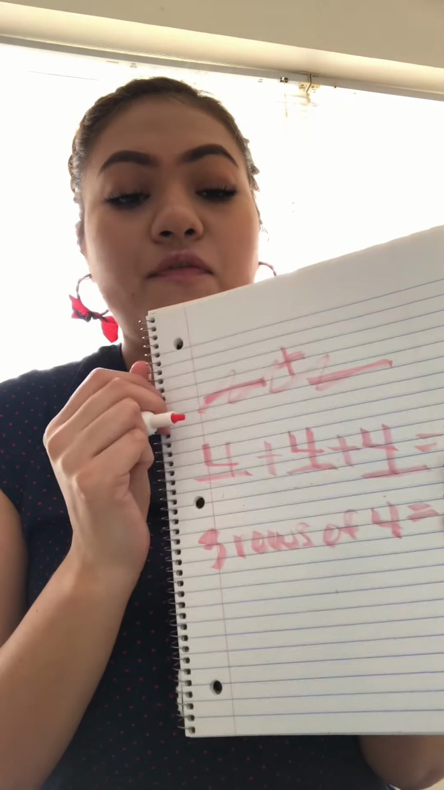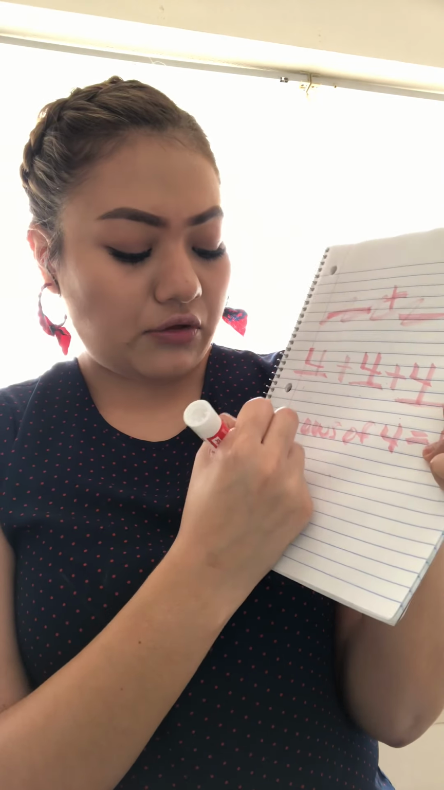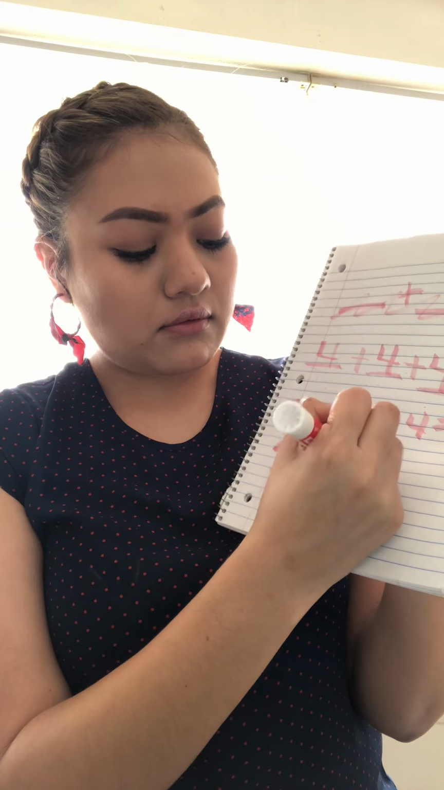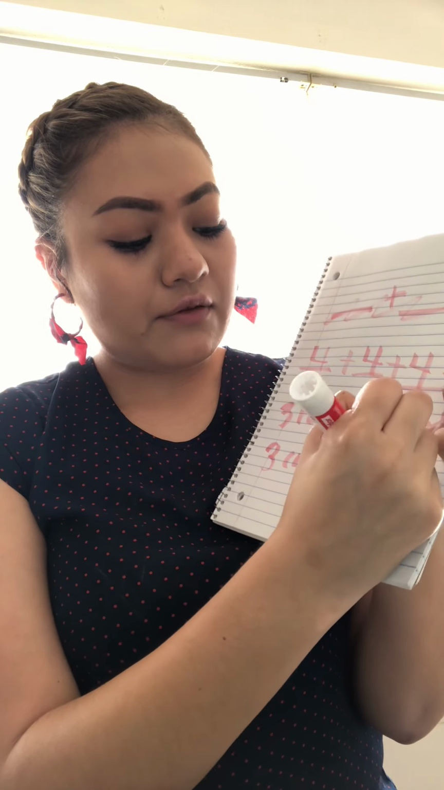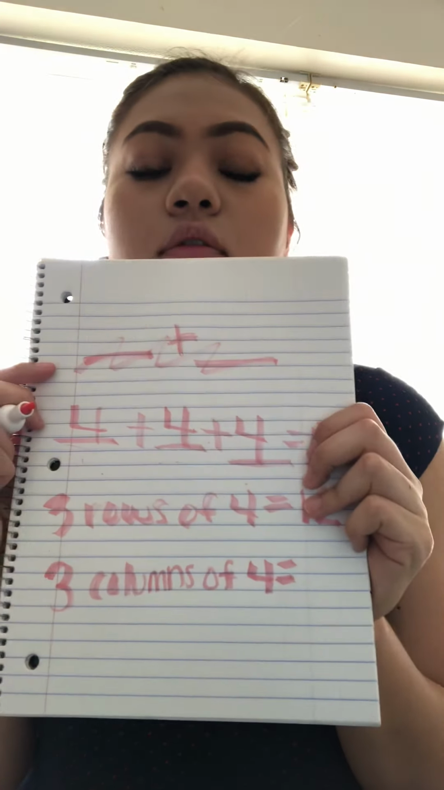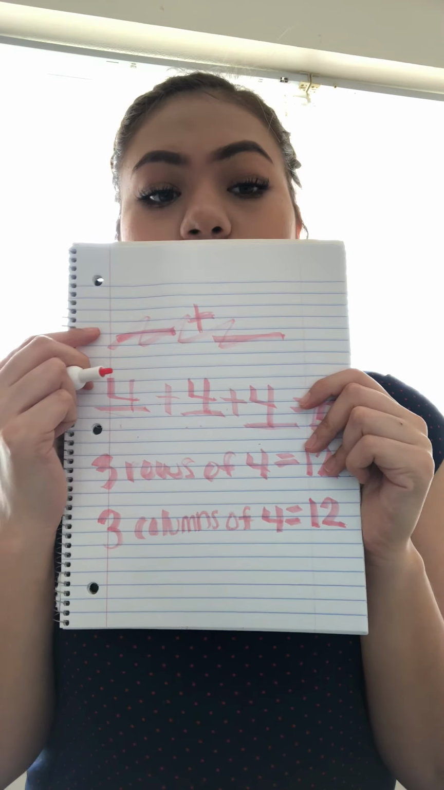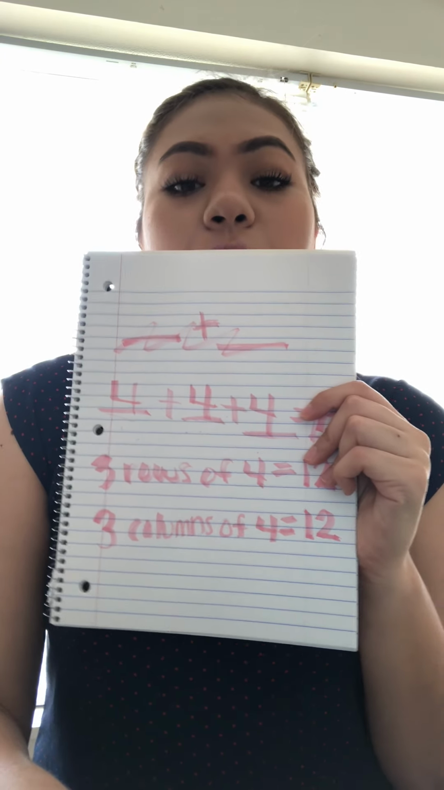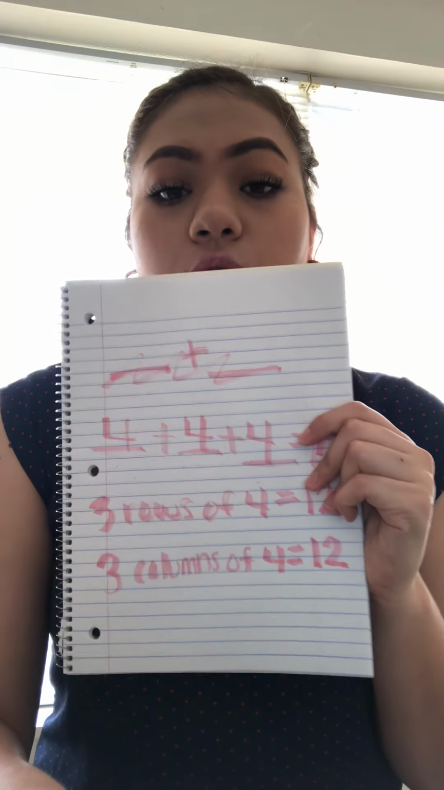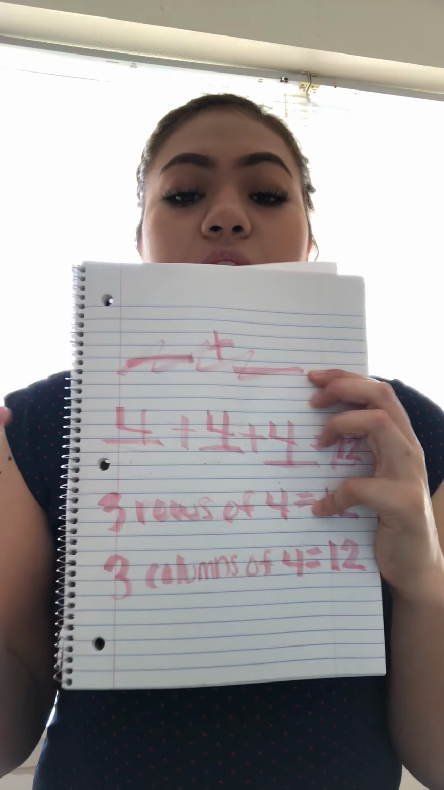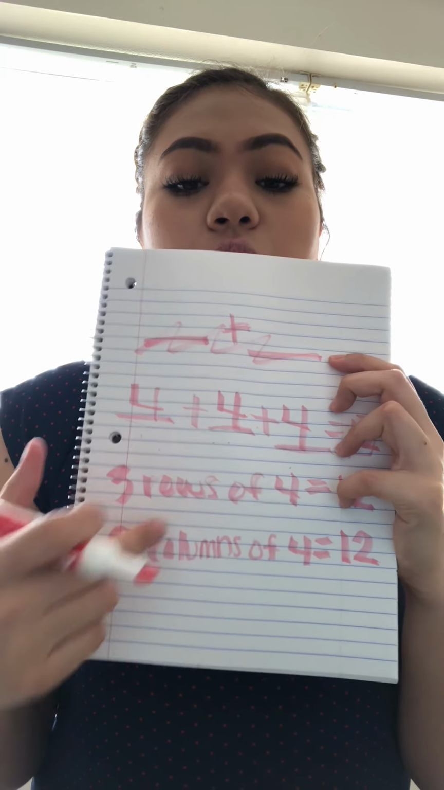So if 3 rows of 4 is 12, then 3 columns of 4 should also equal, good job, it should also equal 12. So that was for problem set number 1 for part A and for part B. Part A was this one, and then part B was the drawing, the repeated addition equation, and the rows and columns.